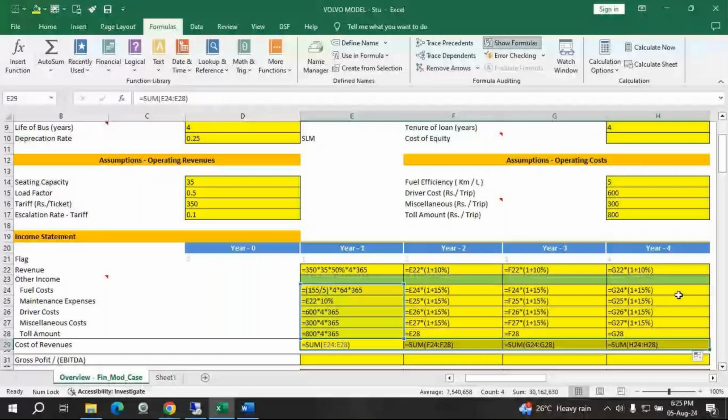Getting it right, girls? Ma'am, can you please show the values for checking?